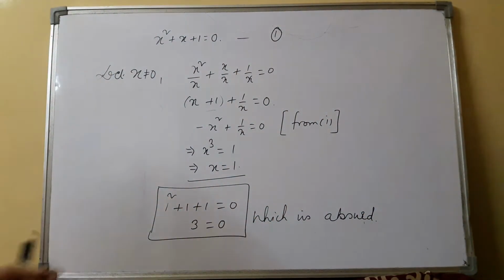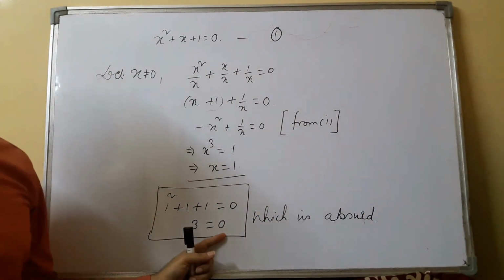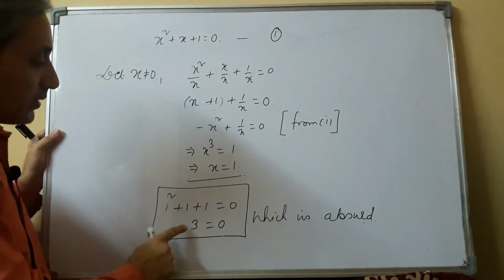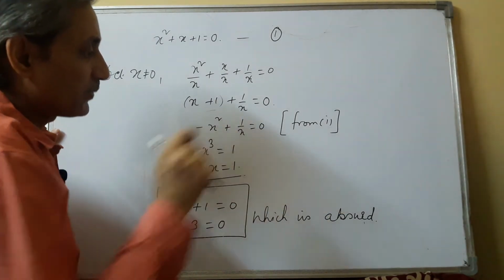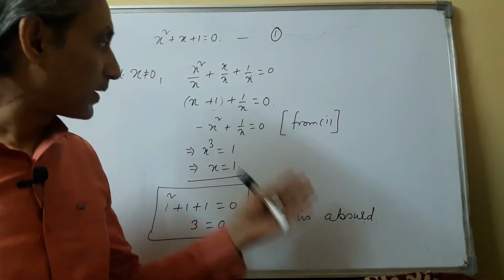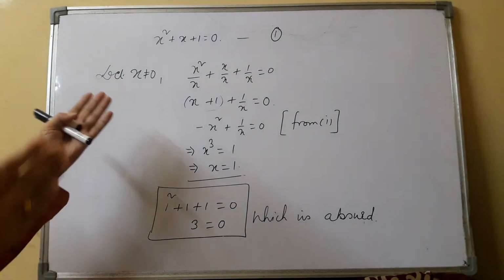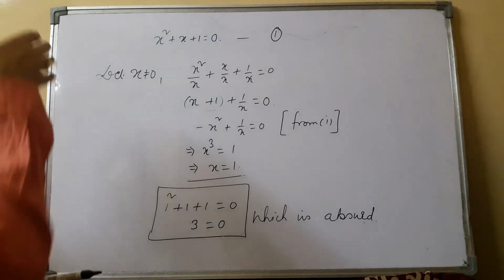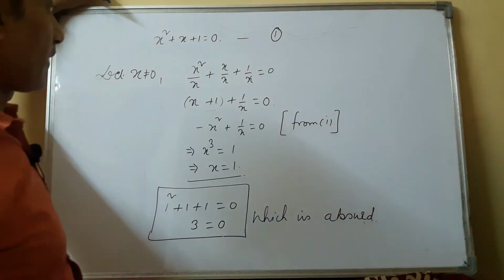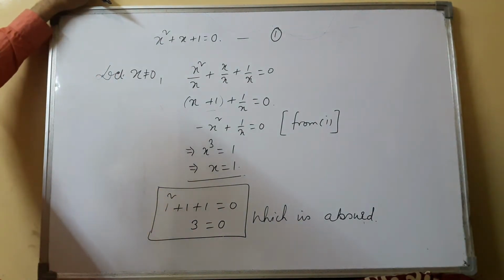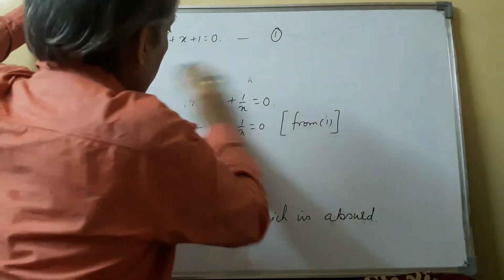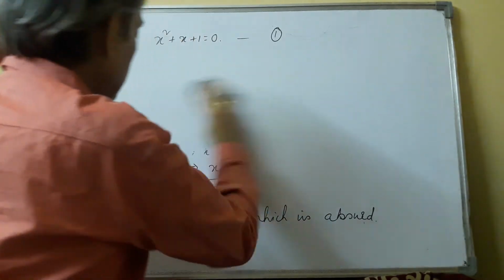So what we got is 3 equals to 0. I put x equal to 1 in the original equation and we are getting 3 equals to 0, which is absurd, meaningless. We can call it meaningless. So finally where is the fault? Now if you can think for a while, think. So what to do next and where is the mistake?